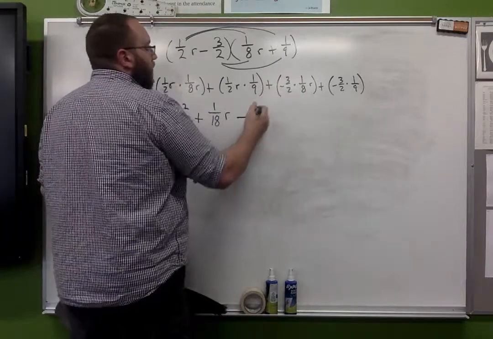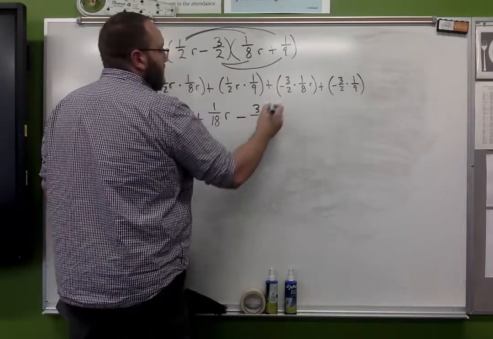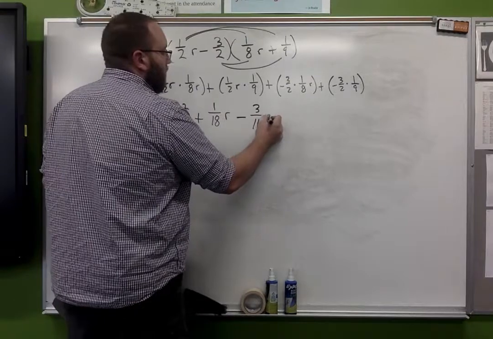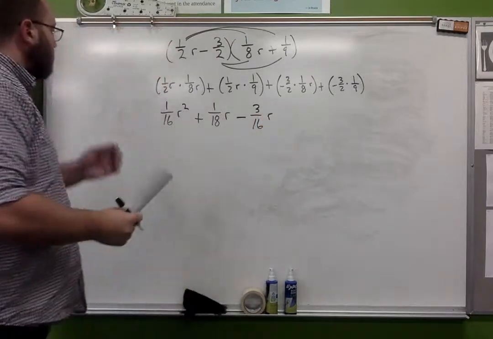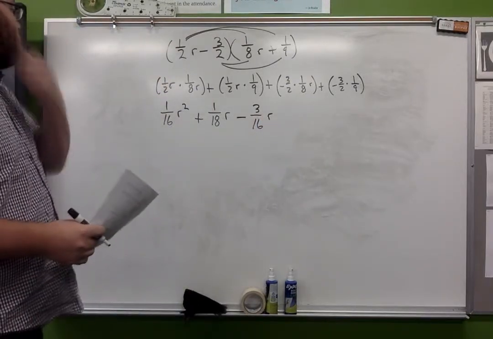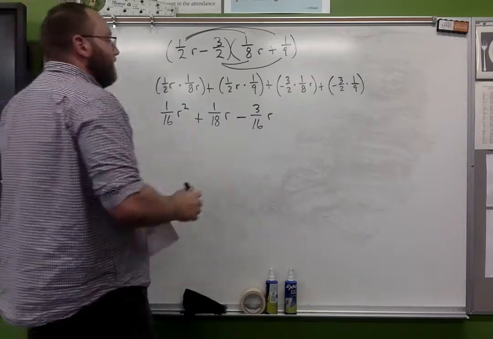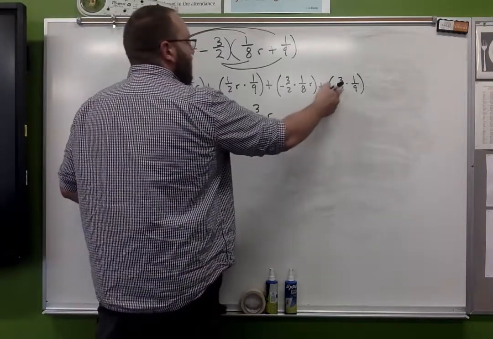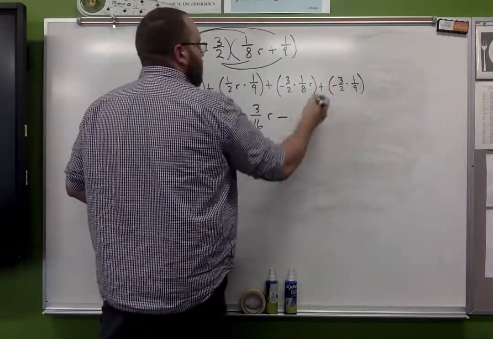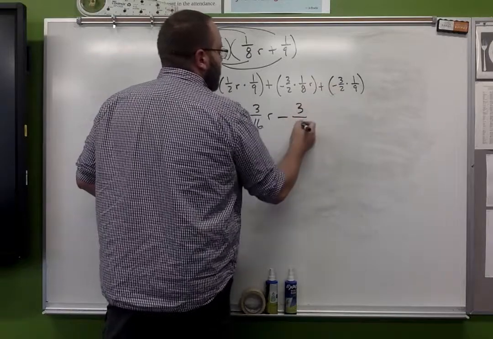Okay, 3 times 1 is 3. 2 times 8 is 16. R. Didn't really think ahead, did I? And then negative and positive is negative. 3 times 1, 2 times 9.